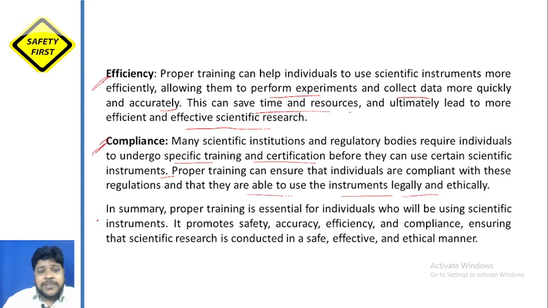So, in summary, we can say proper training is essential for individuals who will be using scientific instruments. It promotes safety, accuracy, efficiency, and compliance, ensuring scientific research is conducted in a safe, effective, and ethical manner. Training is very important, and I hope it is well communicated to you how a trained person could be more efficient, more effective, and can do things in a very safe way.